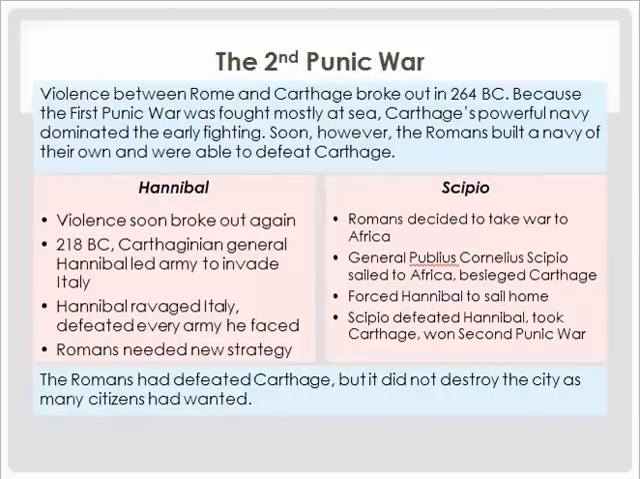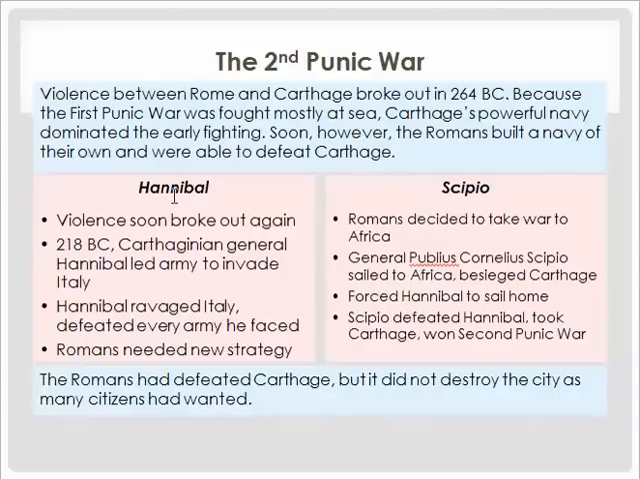So here's the Second Punic War. Violence between Rome and Carthage broke out, as we talked about in the first one. So soon, however, the Romans built a navy of their own and were able to defeat the Carthaginians. This is all from the First Punic War. Second Punic War. Okay, it's against actual Carthage and Rome themselves.